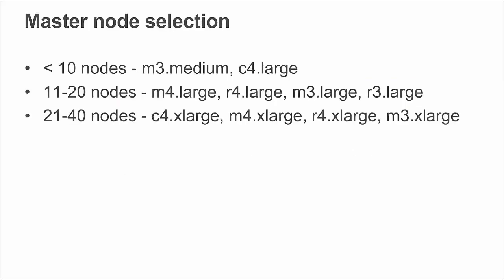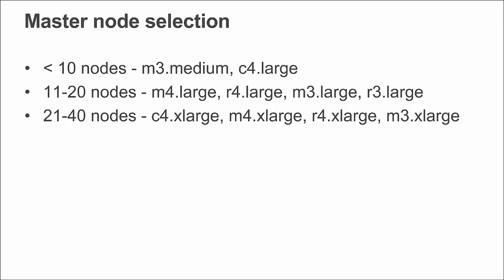So we have some criteria here for selecting master nodes. These are the instance types that we have tested out and have validated that we can use as master nodes, dependent on the number of data nodes in the cluster. If you have fewer than 10 data nodes, the M3 medium or the C4 large, the smaller instances, are fine. If you're between 11 and 20, then the M4, R4, M3, or R3 are fine choices.